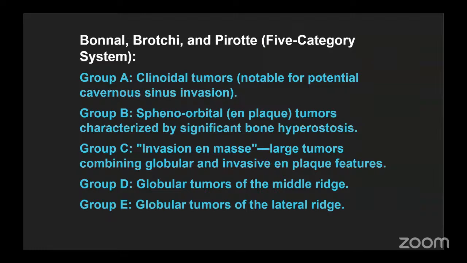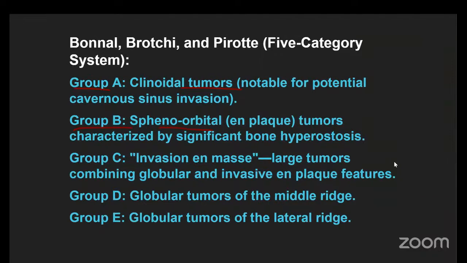So the other classification is the Bonnell classification. We have discussed this thoroughly, so I'm going to go over it very briefly. We have 5 groups. Group A is the clinoidal. Group B is the sphenoorbital, which is the en plaque tumors. You will not usually find these tumors in a globular form. They will be en plaque, grossly causing bony hyperostosis around the sphenoid wing and the orbital roof, sometimes even the walls of the orbit. Then we have group C.